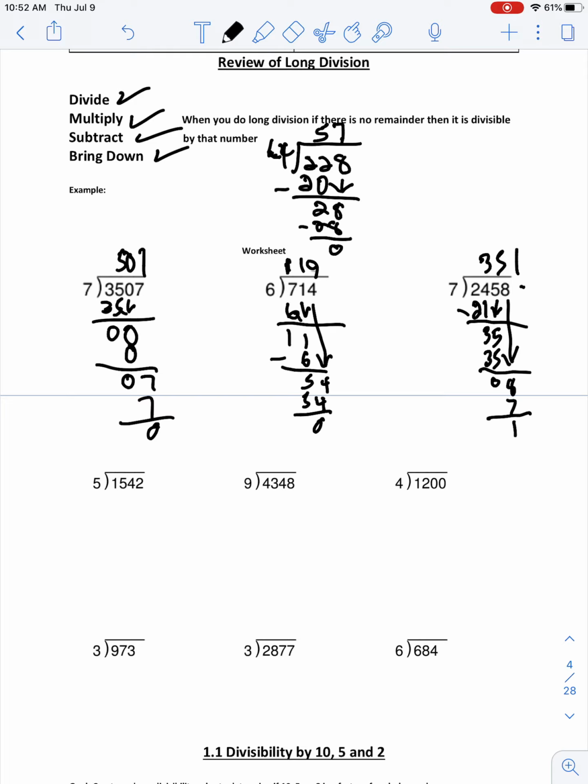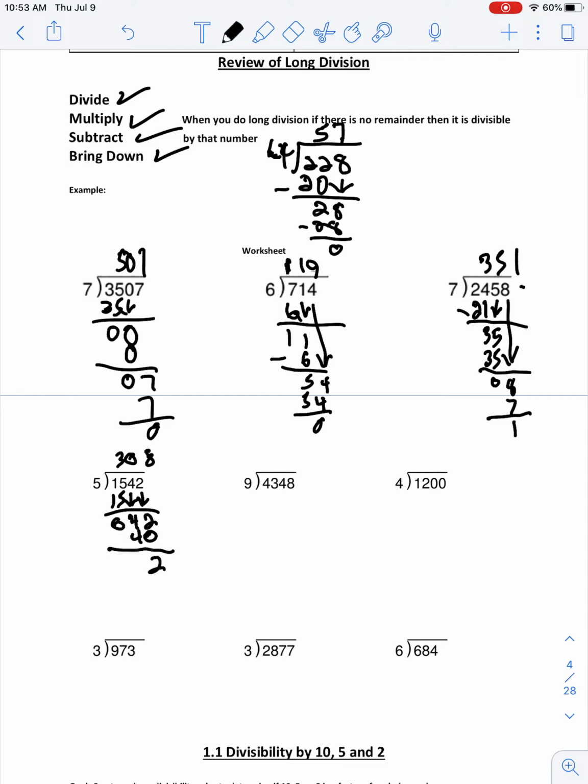The next example, excuse me, 5 goes into 15 3 times for 15, I get a remainder of 0, I drop the 4. 5 goes into 4 0 times, I drop the 2. 5 goes into 42 8 times for 40, I subtract, and I get a remainder of 2.